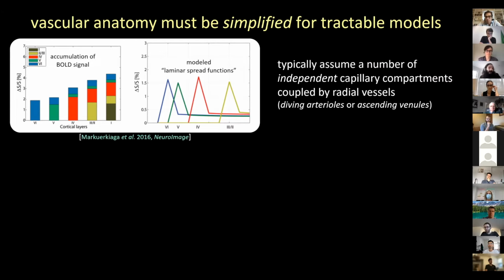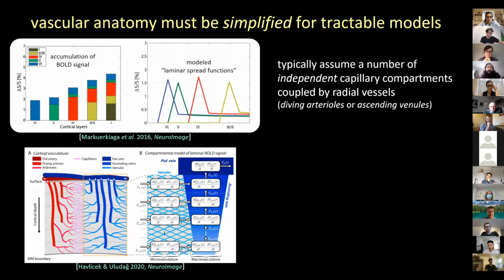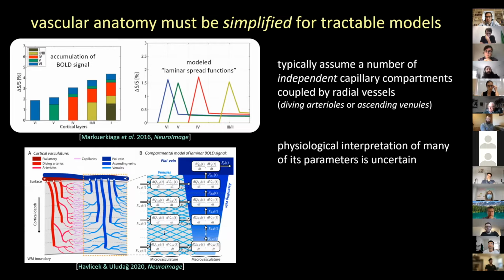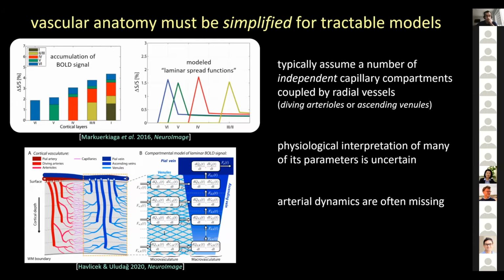Now, these models generally assume a fixed number of independent capillary compartments coupled by radial intracortical vessels, either diving arterioles or ascending venules. Now, one of the most useful models is the Havlicek laminar BOLD response model, which is a generalization of the balloon model. This model fits the data really well, but the physiological interpretation of many of its parameters is still uncertain. And so these values have to be tuned, which limits the generalizability of these models. Also, the arteriolar dynamics, including the time evolution of dilation across the arterial tree, are often missing.